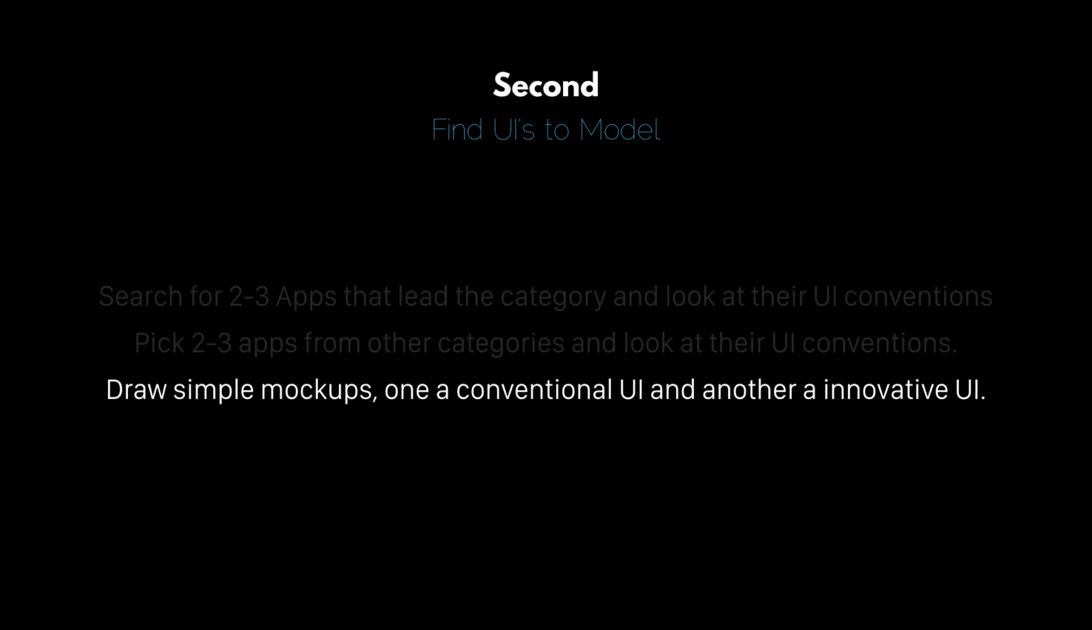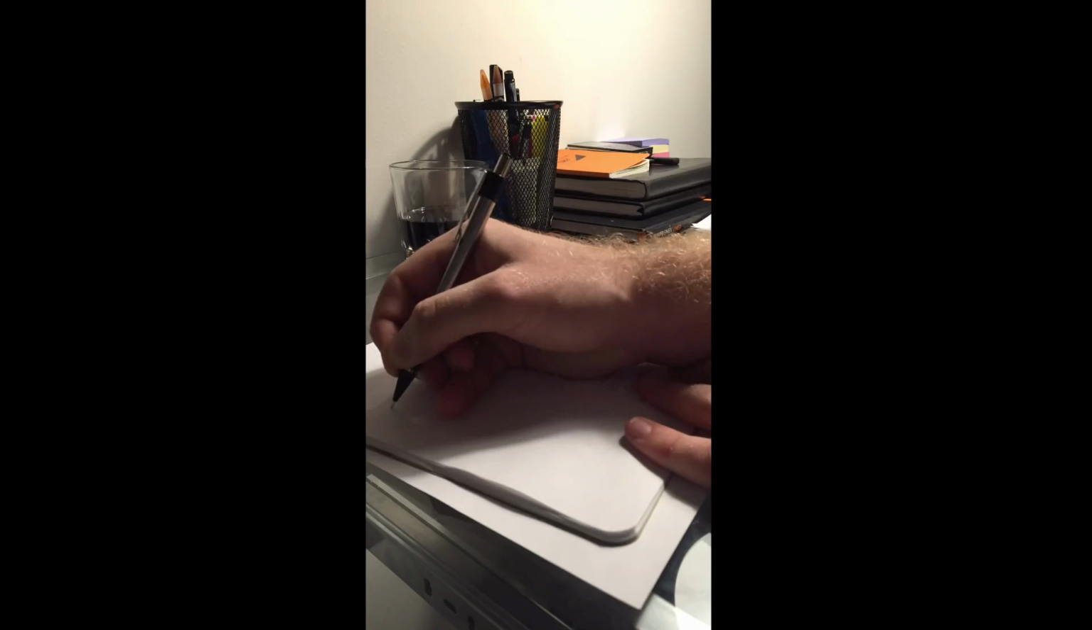So based on the different conventions that I've looked at, I'm going to draw 2 mock-ups, and they're simple mock-ups. One's going to be a conventional UI, and the other is going to be an innovative or disruptive UI. So one that I would say, this is what I would expect this app to look like. And then another that would say, this is one that I don't expect this app to look like, but might be interesting. So I did this, and since it's pretty boring to watch the whole thing, I'm just going to play you a time-lapse of it.